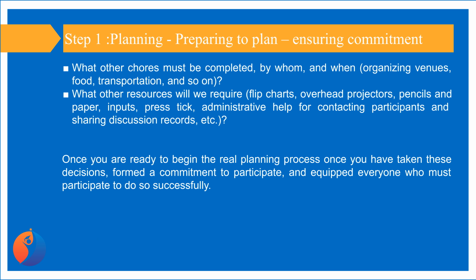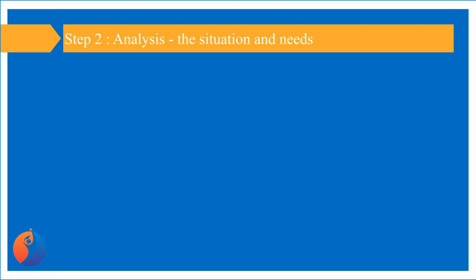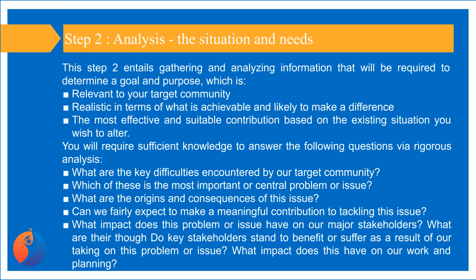In this approach, lower and middle management are in charge of developing plans in accordance with the upper management's rules and boundaries. Every plan is subject to discussion, and a middle route is picked to promote seamless plan execution. Step 2, Analysis: the situation and needs. This step entails gathering and analyzing information that will be required to determine a goal and purpose which is relevant to your target community, realistic in terms of what is achievable and likely to make a difference, the most effective and suitable contribution based on the existing situation you wish to alter.